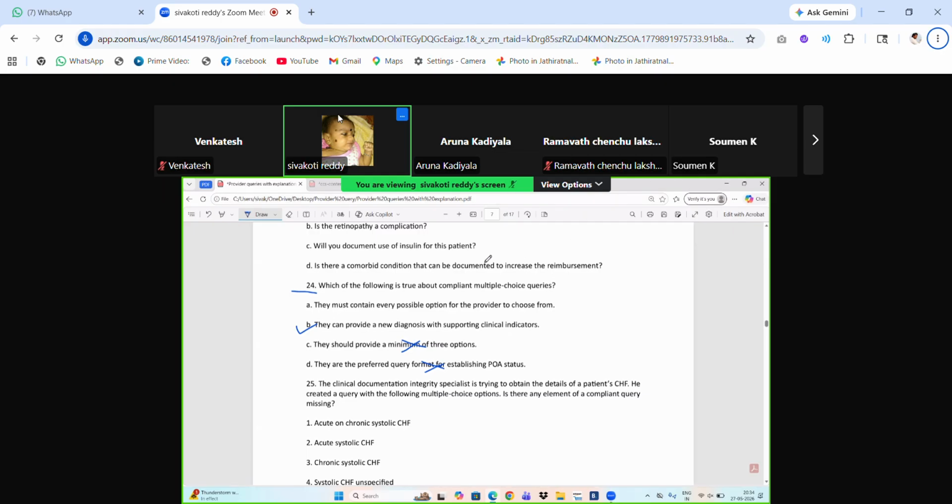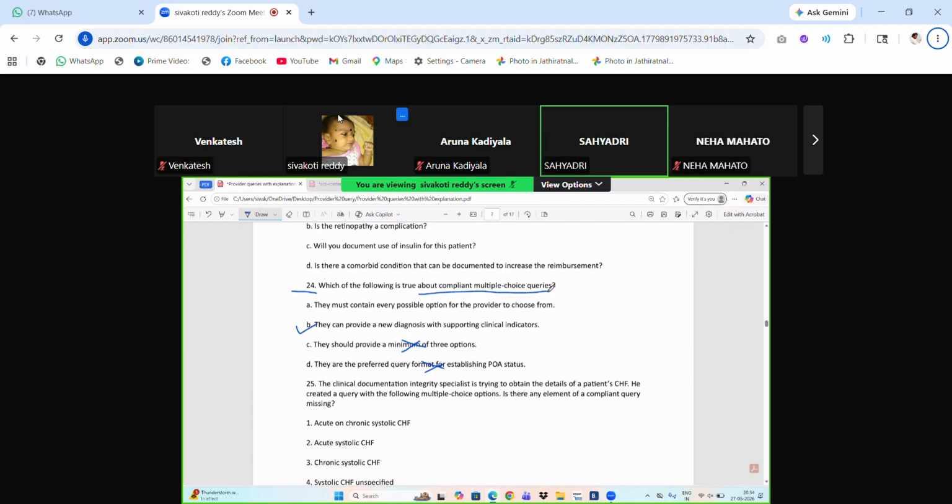They are asking about compliant queries: which is true about compliant multiple choice queries? While you are raising a compliant query, will you give the diagnosis to the provider or not? Tell me first. We can give or not? No, we should not give, right?